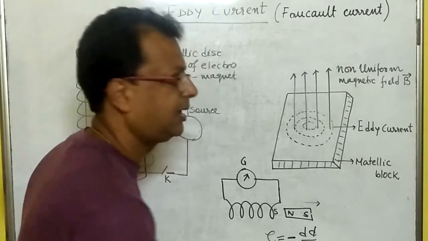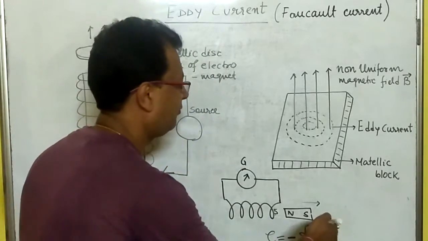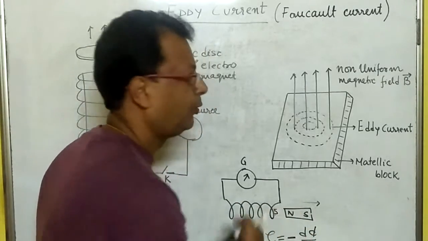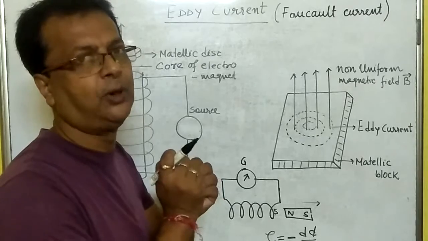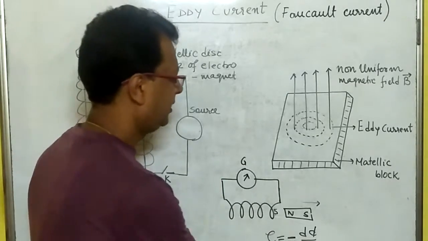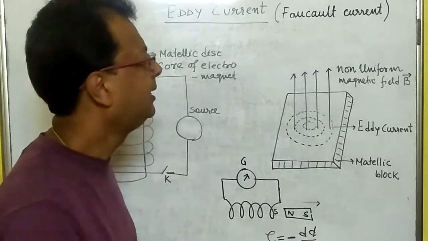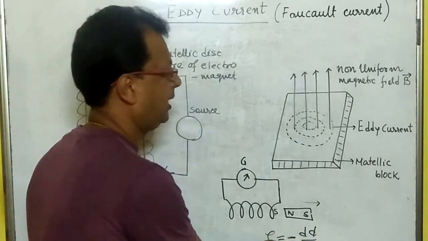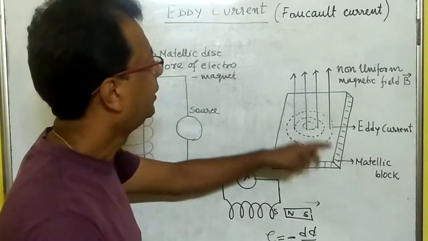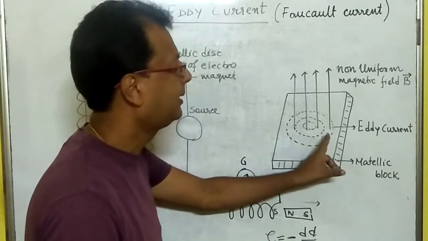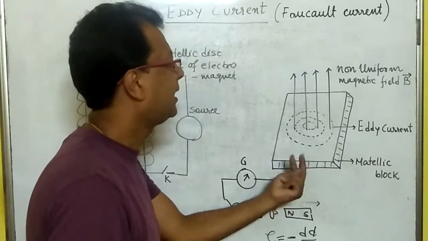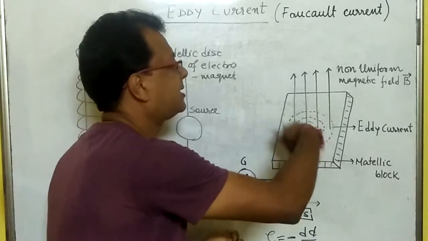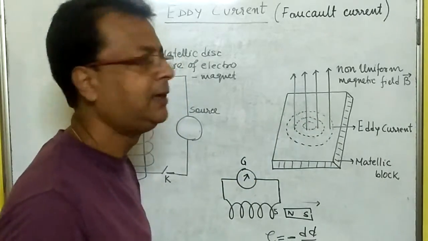This minus sign indicates Lenz's law: if you take the magnet away from the coil, a south pole; if you bring the magnet towards the coil, a north pole. In other words, the opposite pole is created. So this minus sign is given by Lenz's law. So the current moves in the metallic block according to Lenz's law. If you place a metallic block in a changing or non-uniform magnetic field, current is induced in a direction given by Lenz's law.